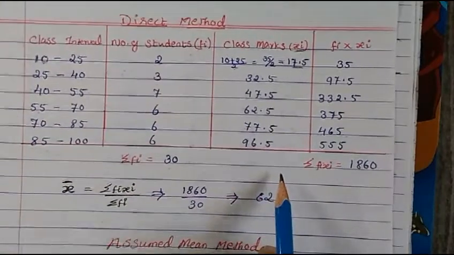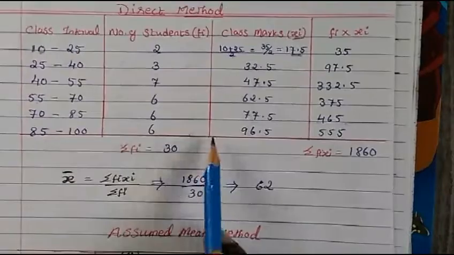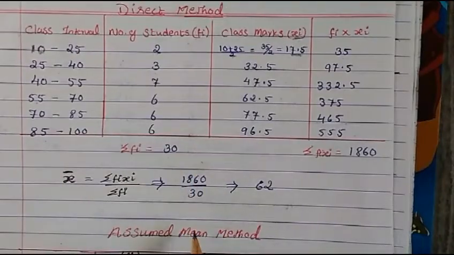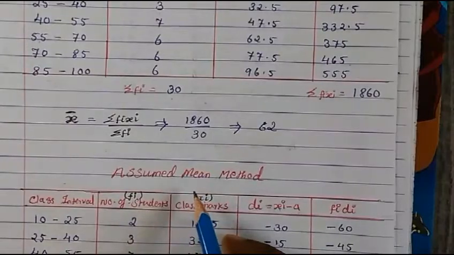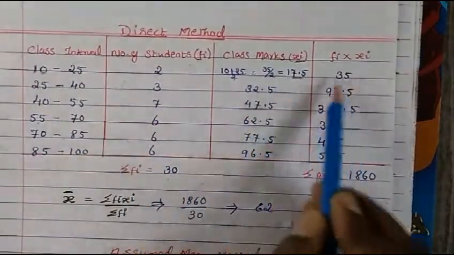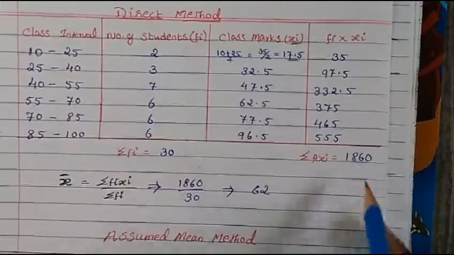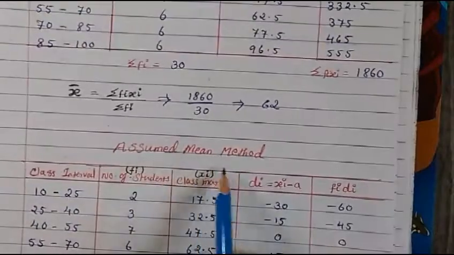Now in the next video, I'll explain to you the assumed mean method, which will be better than this direct method. Better, because the best I would say is the step deviation method, but in the direct method, bigger numbers come when we are calculating. As I'm explaining to you, you'll understand. So in the next video we will see the assumed mean method.